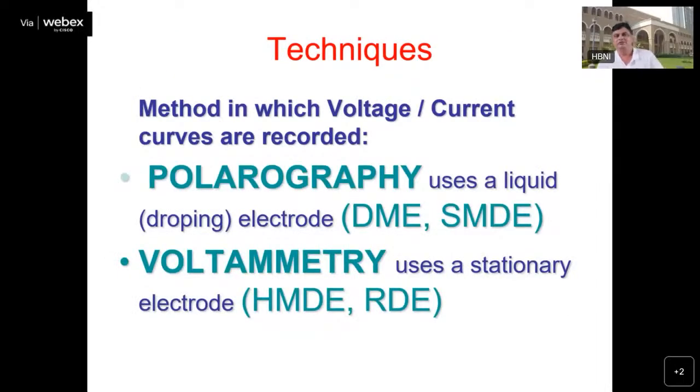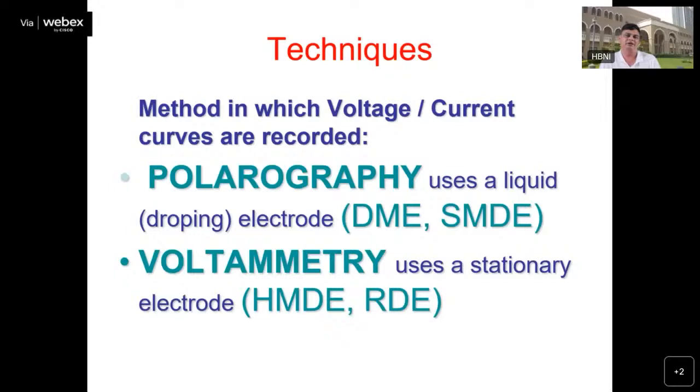The technique we are using is polarography. Polarography uses a liquid dropping electrode, that is a dropping mercury electrode, or a static mercury drop electrode, which we term SMDE. DME means dropping mercury electrode, whereas SMDE is the static mercury drop electrode. In the case of voltammetry, a stationary electrode is used, that is a hanging mercury drop electrode or a rotating disc electrode.